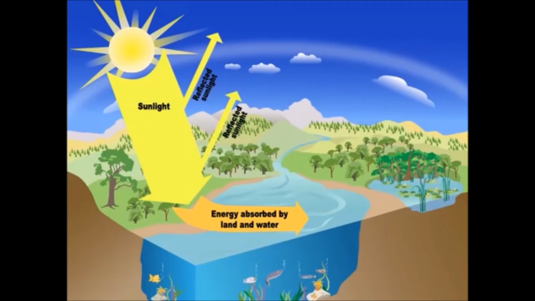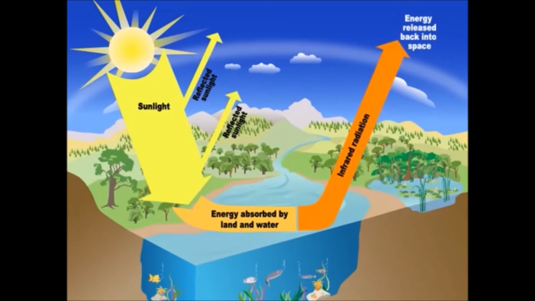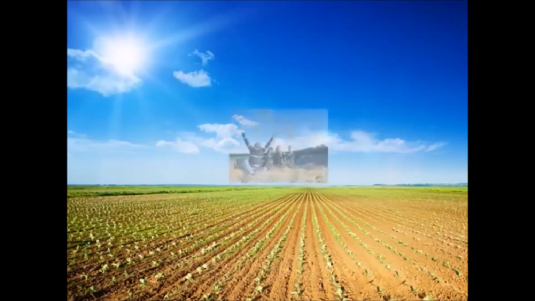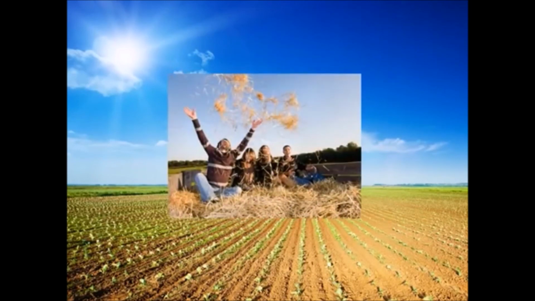The Earth's surface warms up, then gives off energy in a different form, called infrared radiation. This energy travels back towards outer space. Greenhouse gases trap some of this energy in the atmosphere before it can escape, making the Earth warmer. We need some greenhouse gases. Without them, our planet would be too cold for plants and animals to live.